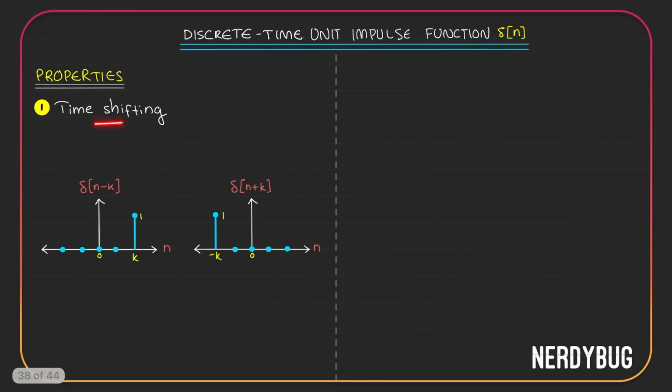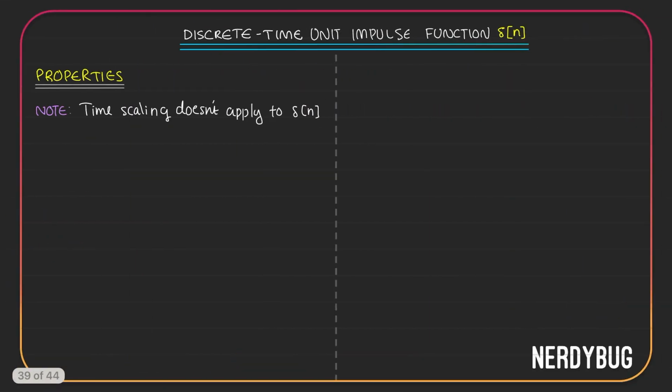First one is time shifting. Obviously, if you take delta of n minus k, you will get the signal shifted k units towards the right. And if you take delta of n plus k, you will get the signal shifted k units towards the left. So it will be at minus k. Now, what if you apply time scaling to delta of n? The thing is, time scaling does not actually apply to delta of n.